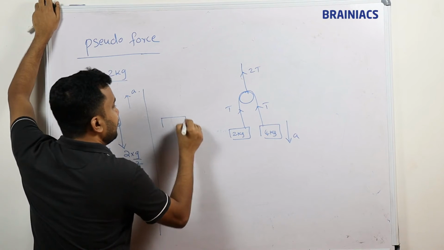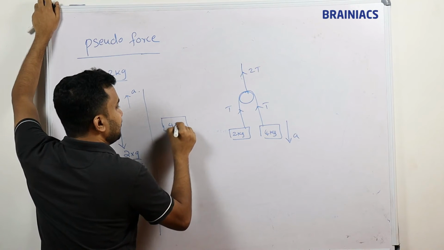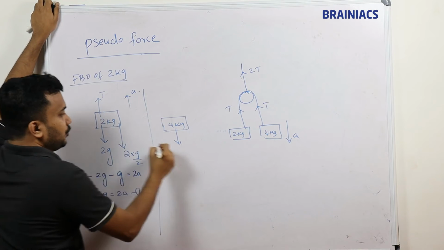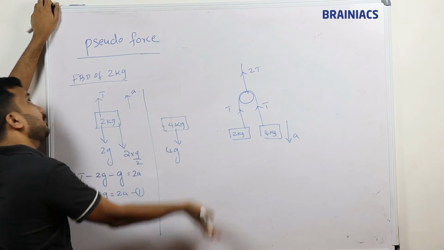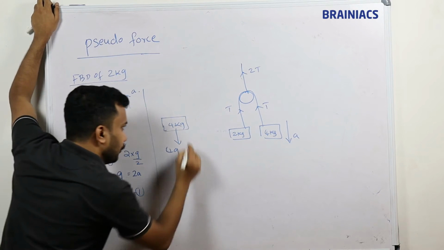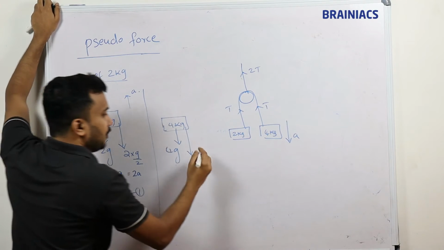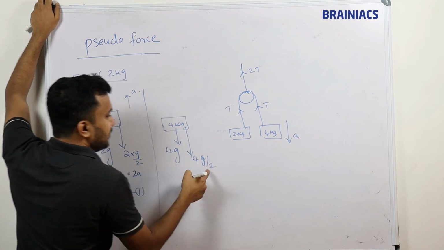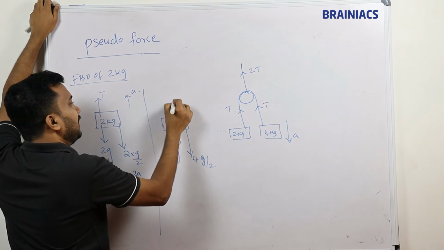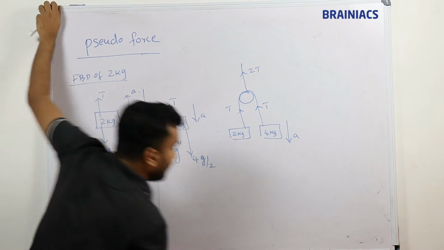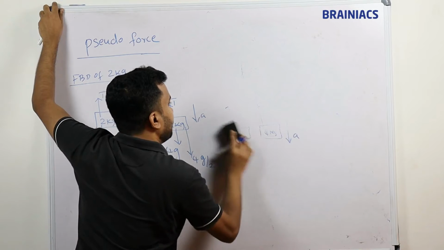The second one is the 4 kg mass, on which the forces are 4g, its weight, then since the lift is moving upward, the pseudo force is downward, 4a. So mass into acceleration. Mass is 4, acceleration is g by 2 because this is the acceleration of the lift, and the tension is upward. So the force is downward. So upward force minus downward force.